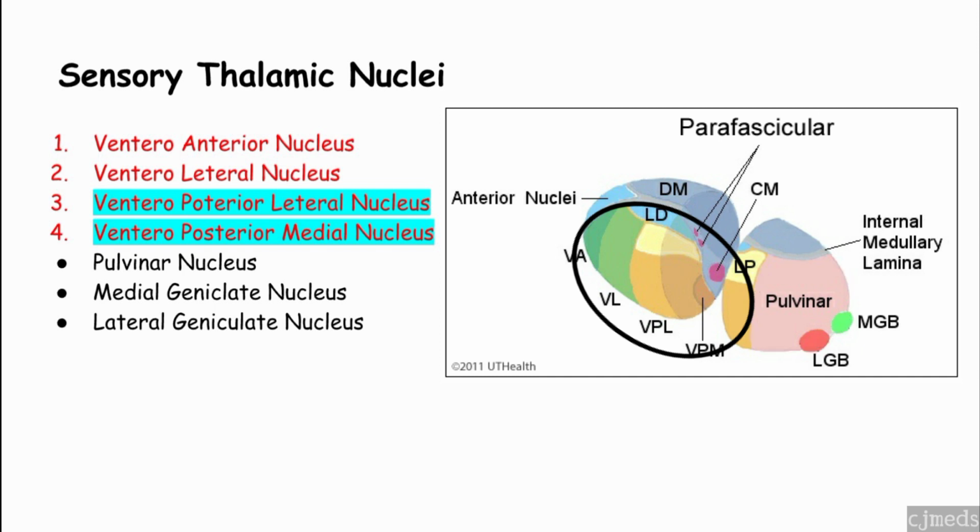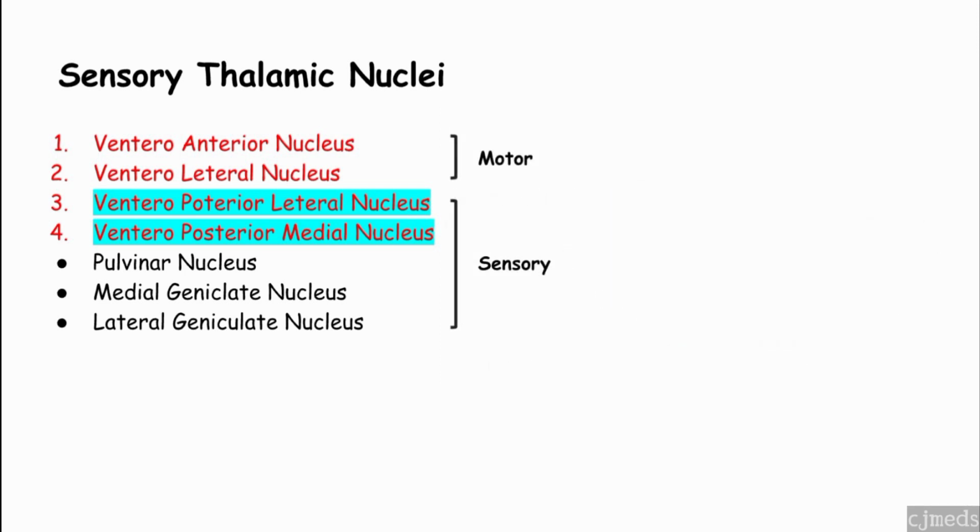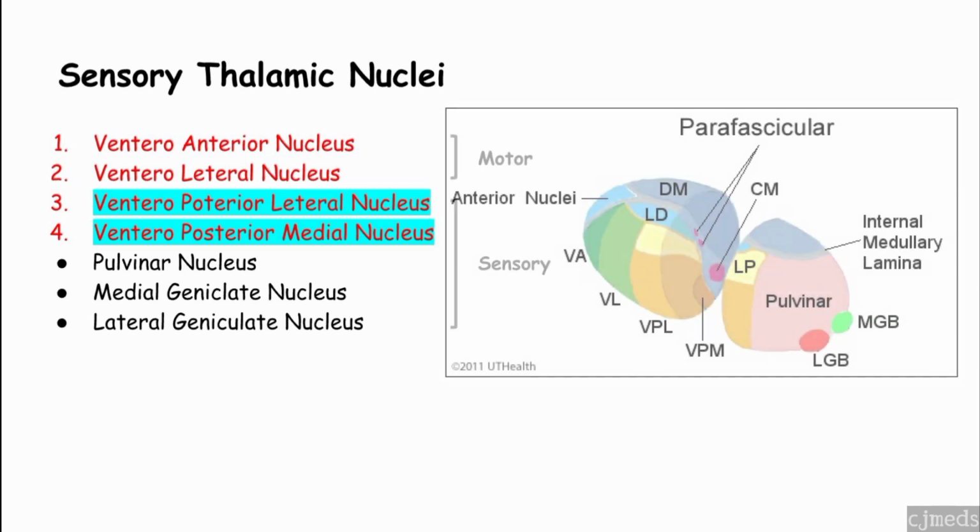So in the ventral part, we have the first nucleus called the ventero-anterior nucleus. Next one is the ventrolateral nucleus. Next one we have here is the ventero-posterior lateral nucleus. And the last one we have in our ventral group is the ventero-posterior medial nucleus. Only two nuclei from here are involved in sensory activity. They are the ventero-posterior lateral nucleus and the ventero-posterior medial nucleus. The other ones are motor nuclei.